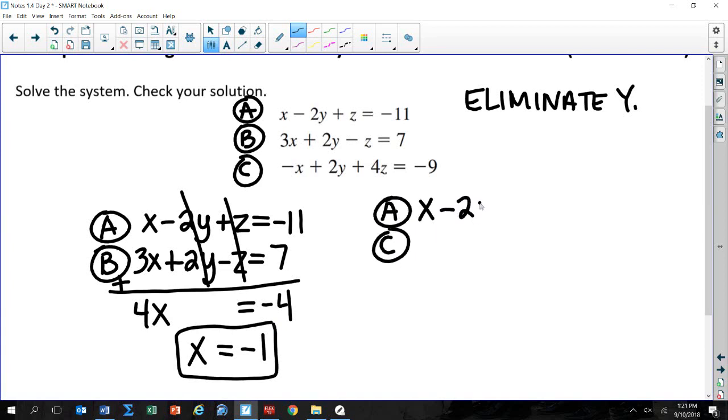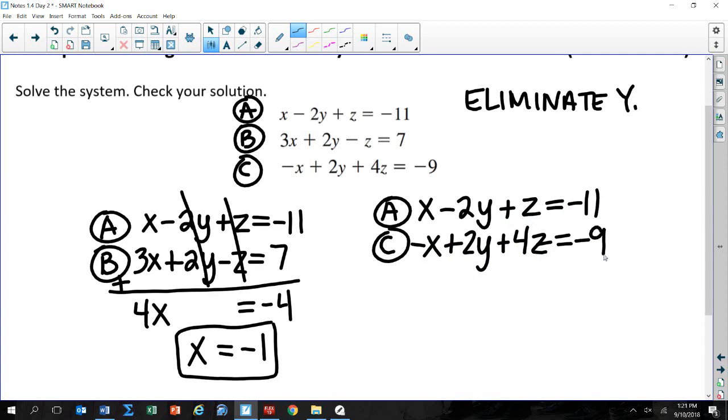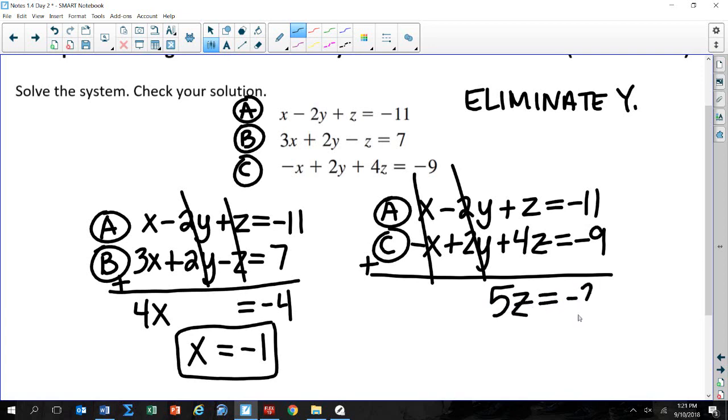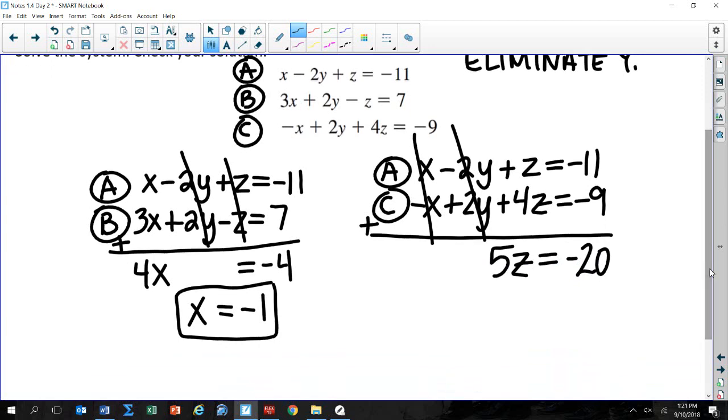I will have x minus 2y plus z equals negative 11, and negative x plus 2y plus 4z equals negative 9. Okay, that looks good. Is it x minus x? Hey, that's nice too. That goes away. 5z equals negative 20. So z is negative 4.